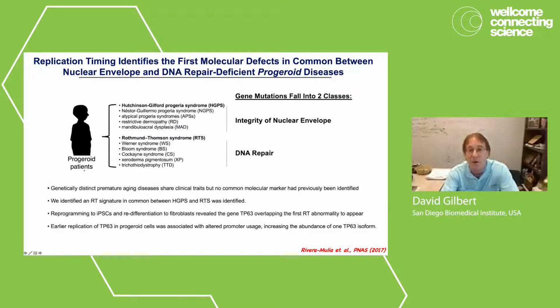So Juan Carlos identified RT signatures and found he could find common ones between Hutchinson-Gilford and Rothmund-Thomson syndrome. And then he did something really clever, which is to reprogram these skin cells from these patients to iPSCs, which erases all the differences between them. They all become normal-looking iPS cells. And then he redifferentiated them to fibroblasts, and he found that there's a gene, TP63, that falls within the first replication timing abnormality to appear. And earlier replication in progeroid cells, either Rothmund-Thomson or Hutchinson-Gilford, had altered promoter use, which increased the abundance of one of the TP63 isoforms.